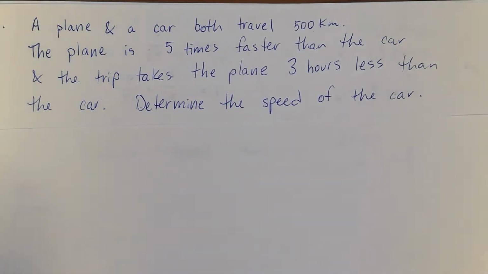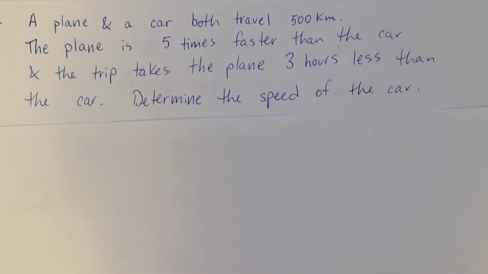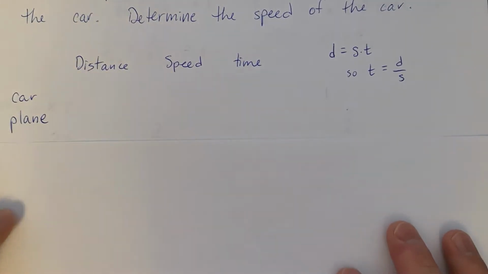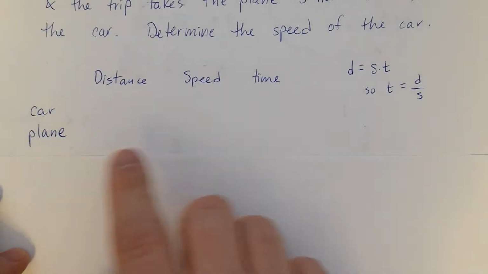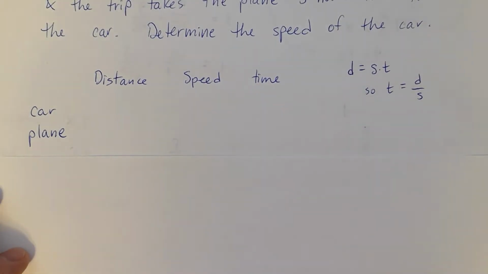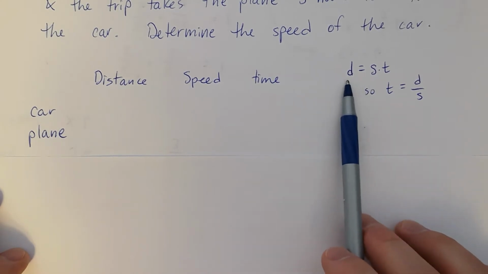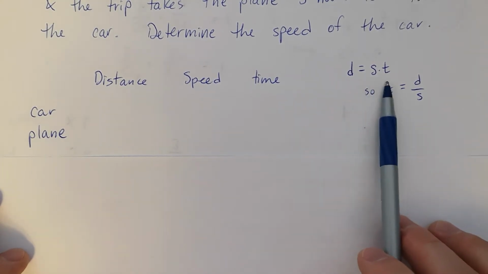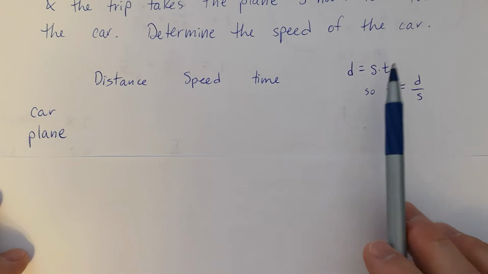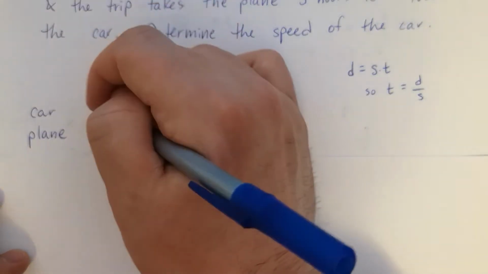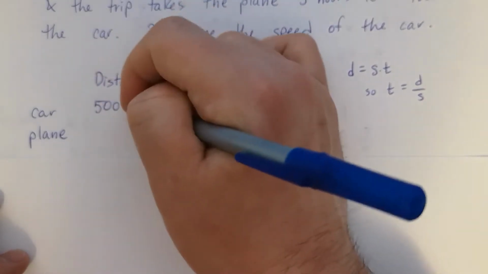And again, I'm going to show you a table that helps organize all of our information here. So let's have a look. So I've got columns of distance, speed, and time. And I just want to go over some old science stuff. The distance traveled by something is equal to the speed times the time. Okay, and that's going to help us fill out this last column. So the distance that they both travel is 500 kilometers.